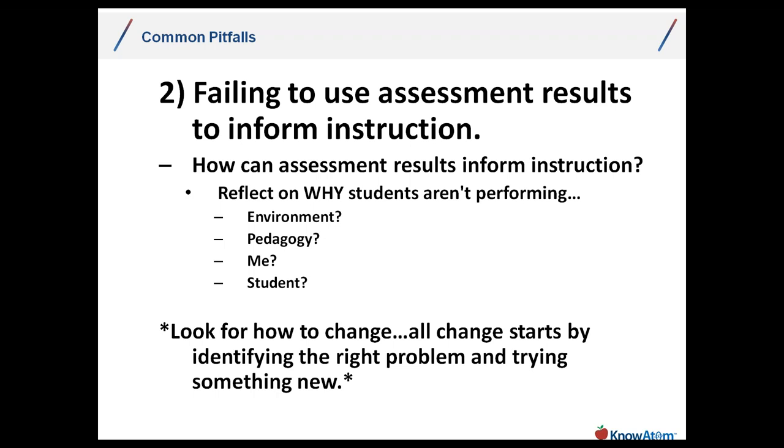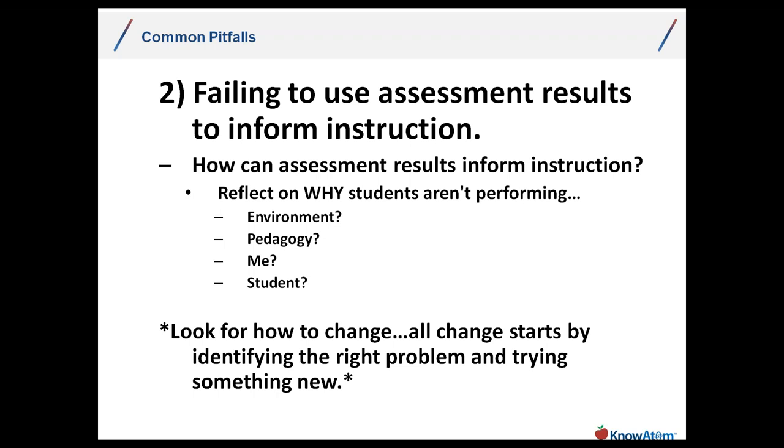when it's something that's ancillary to learning science, but the actual engagement in this part of a lesson is necessary in mastering science. Okay, so there's a difference between sort of an access skill like reading versus the ability to access content and think about it. There's two different kinds of access there. So it's important to take away from this, look for how to change. How can I change? Why aren't students performing? And realize that all change, no matter what, starts by identifying the right problem. And that's the key: are you identifying the right problem?